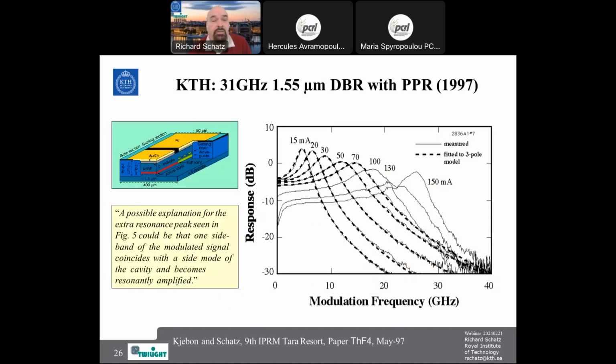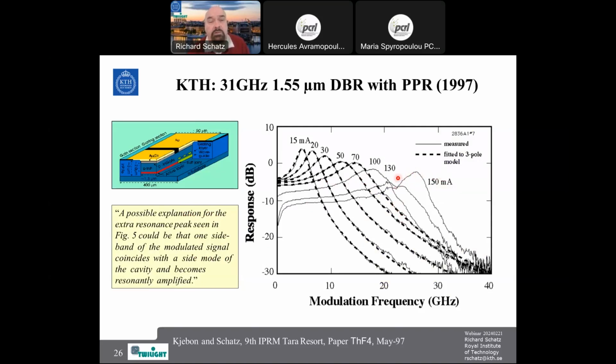So this, in fact, we saw already in 1997, that in some of our devices we could get even higher bandwidth than 30 gigahertz. We could get 31 gigahertz bandwidth. And we saw also that it was not possible then to fit the response to the ordinary three-pole model at these high currents where this extra resonance occurred.